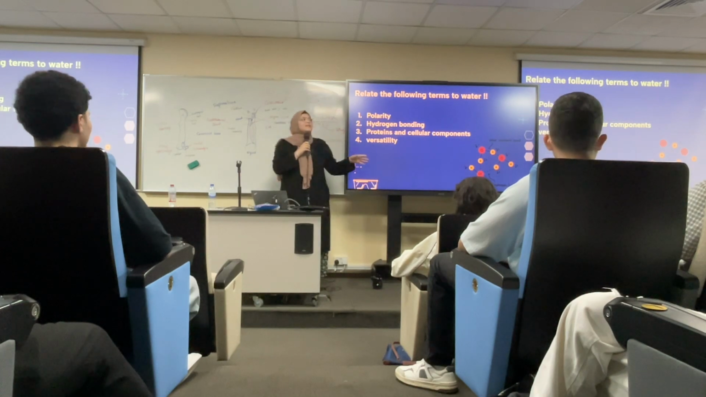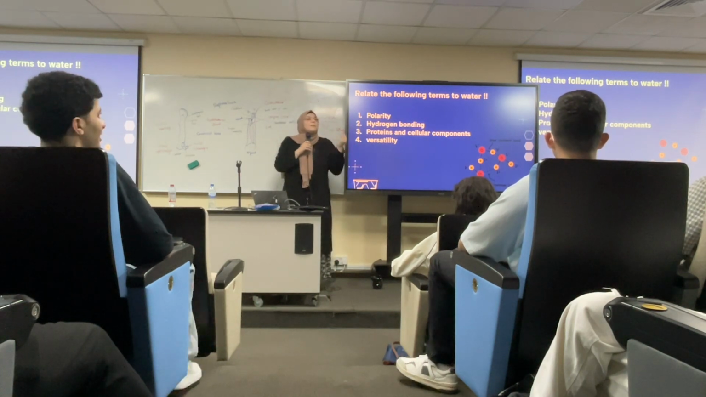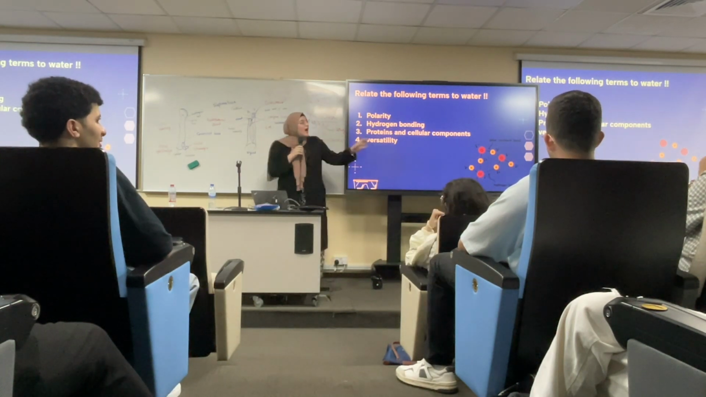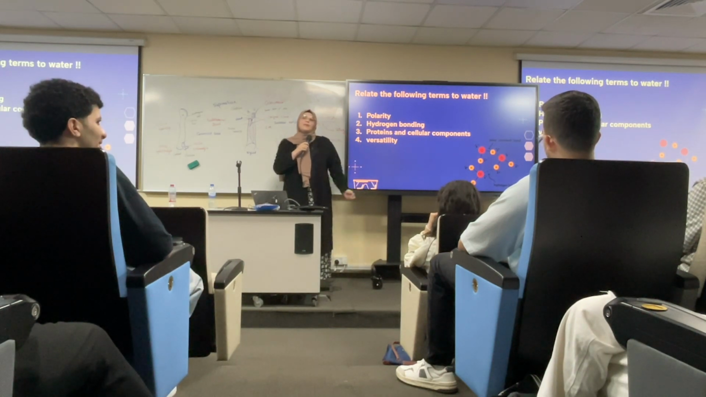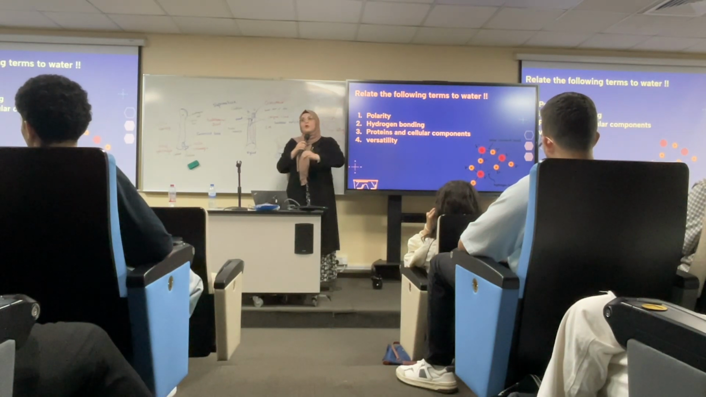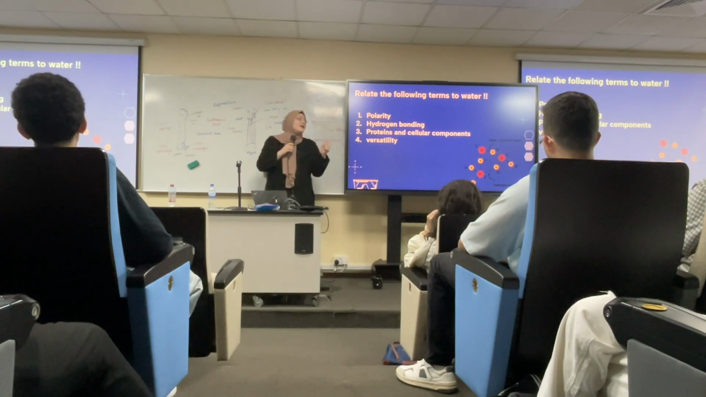Basically, hydrogen bonding, as Assia said, is an attraction between the partially positive charge on the hydrogen and the partially negative charge on the oxygen. And it could also be a nitrogen molecule or a fluoride molecule. Is that correct? Tamam? Okay.